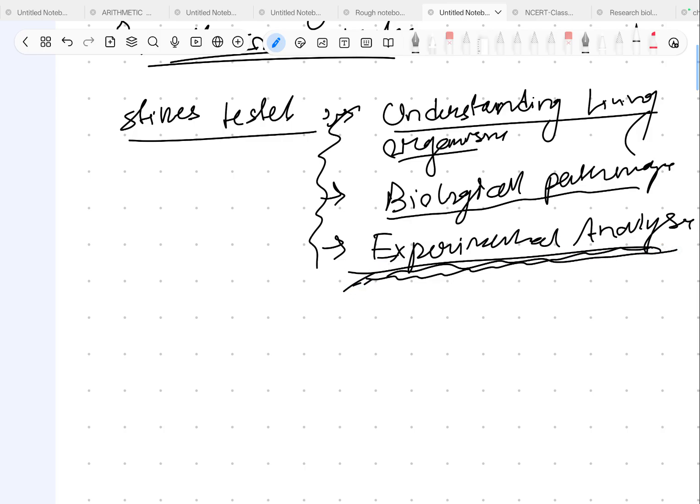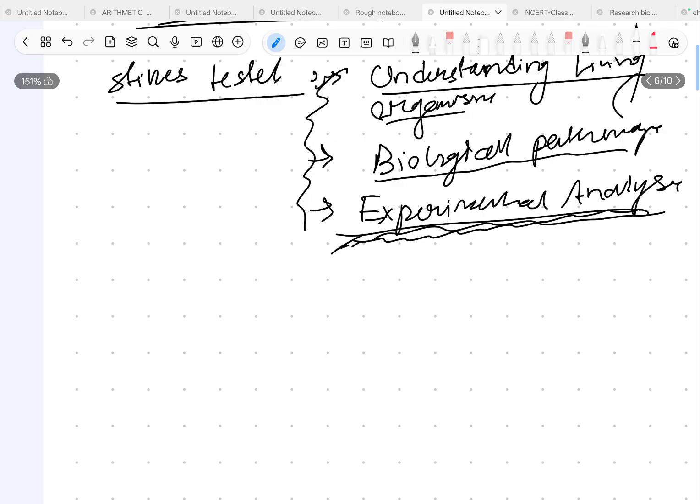Then experimental analysis means after mixing which compound with which compound, what comes out. What is the input and output, and what is the procedure, like the exothermic and endothermic procedures you have studied in thermodynamics.